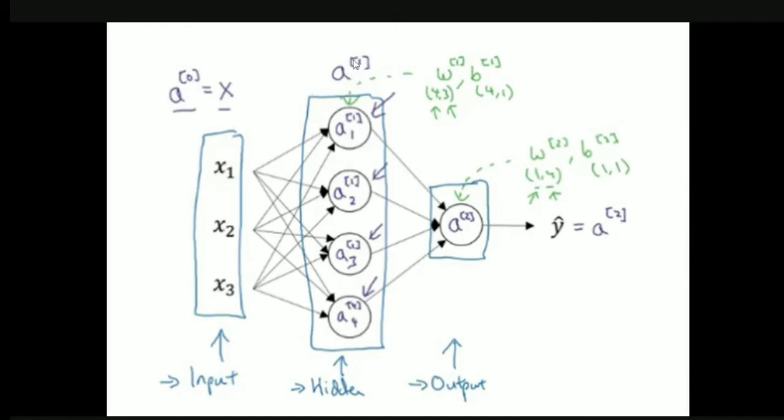Here we are going to get a power square bracket 1, that is, the activations in the first layer. Now when it takes these as inputs, again it processes in the output layer and gets the activations in the second layer, that is a power 2. Finally we get the output y cap equal to a power 2.